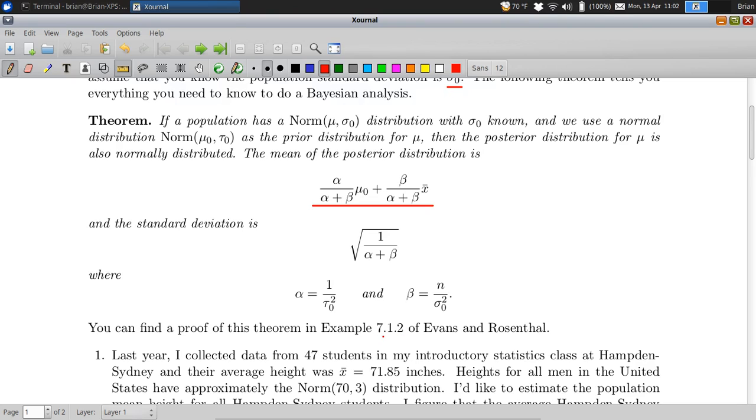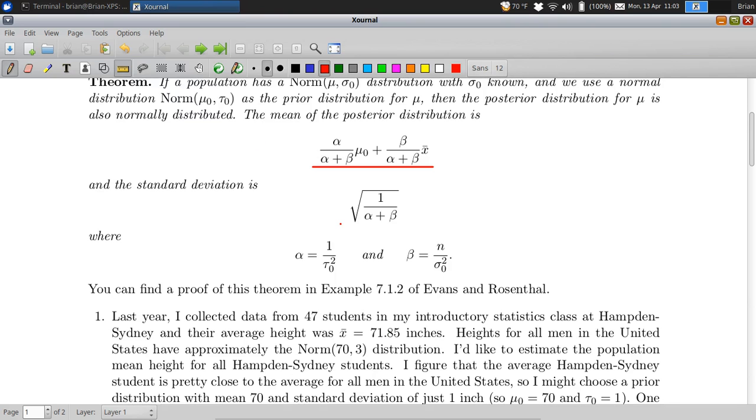It is in our book. If you read example 7.1.2, they walk through the actual proof of this. It's not too bad. I thought about making that a workshop, but I figured it would be just a little more than I want you to have to do right now. So instead, I just gave you the theorem, and let's just use it.